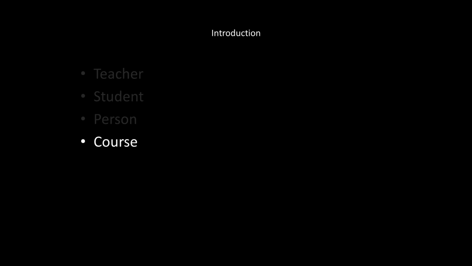Course. The course entity attributes: course ID and course name. Enroll. The student enrollment attributes: midterm grade, final grade, and SPACIT.